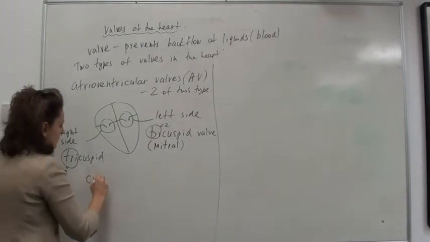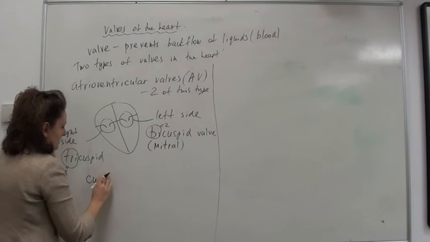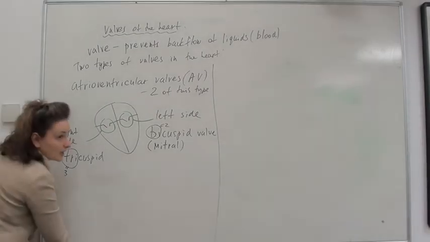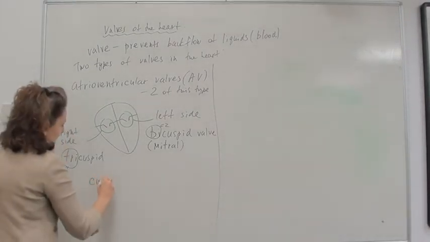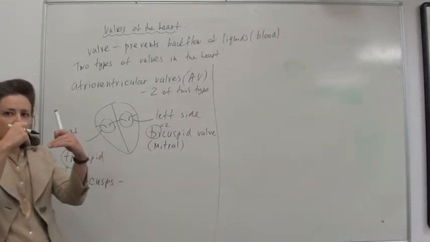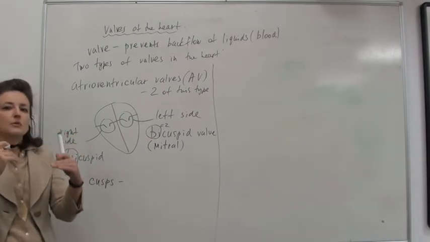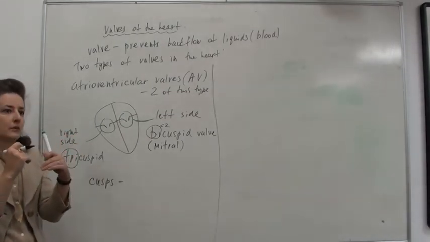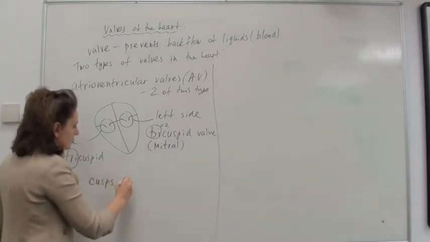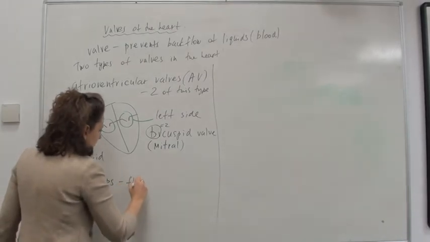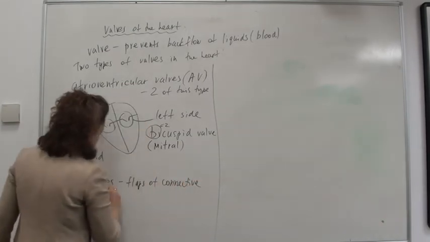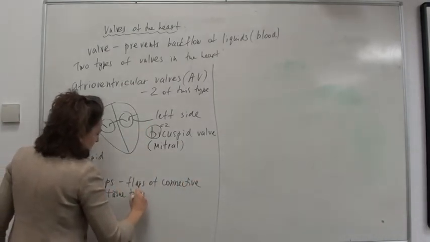So then the question is, what are cusps, right? Not quite cups of tea, but cusps. Cusps are those flaps of tissue, like those gates which are used to open and close the valve. They're very thin but very strong bits of connective tissue. So flaps of connective tissue that open and close.